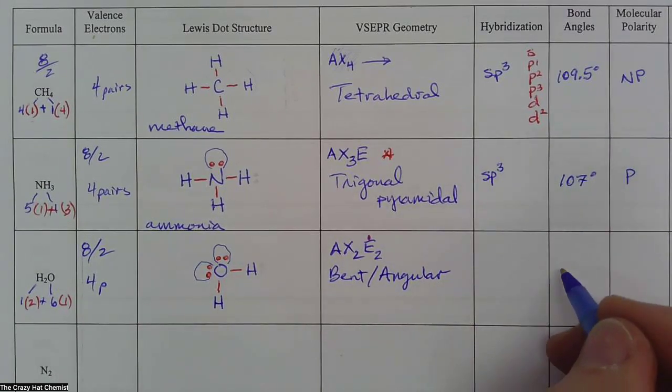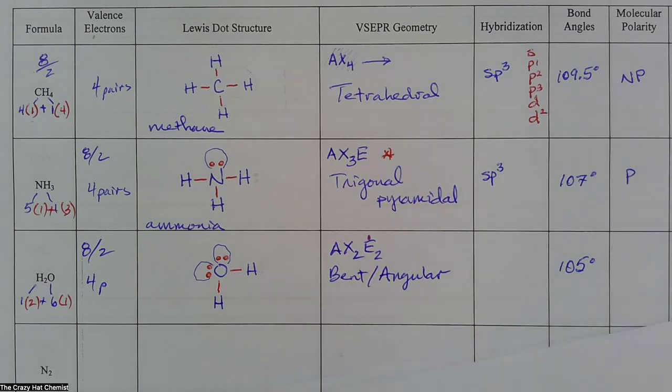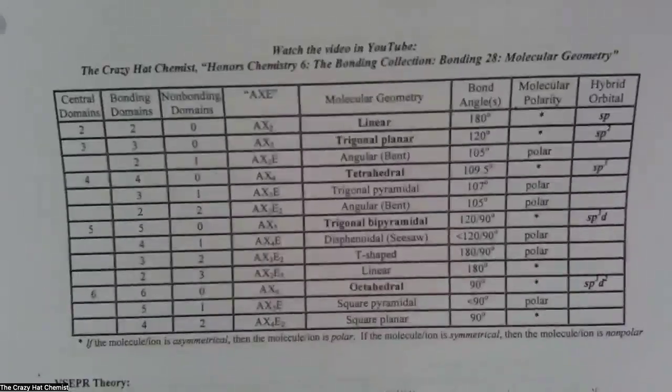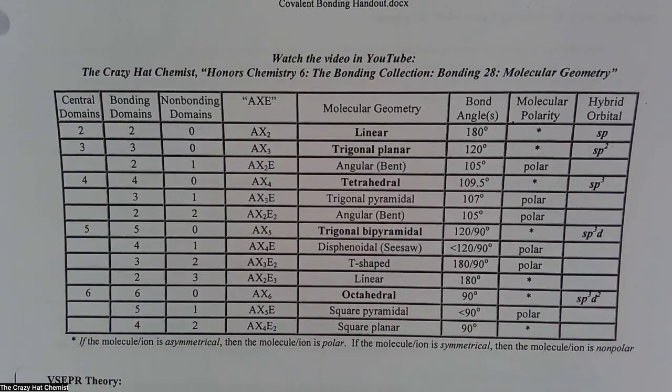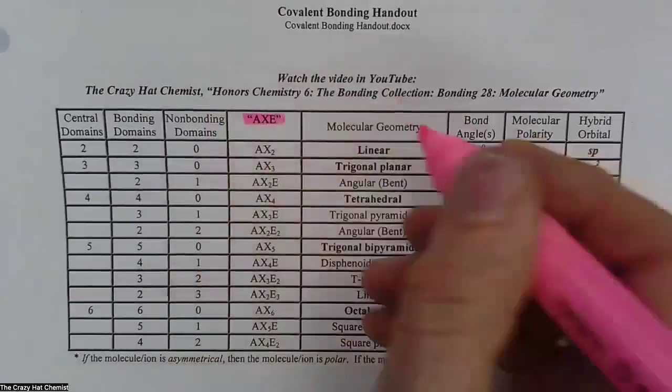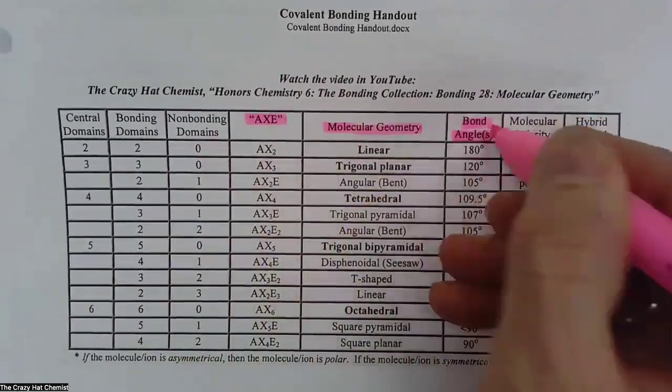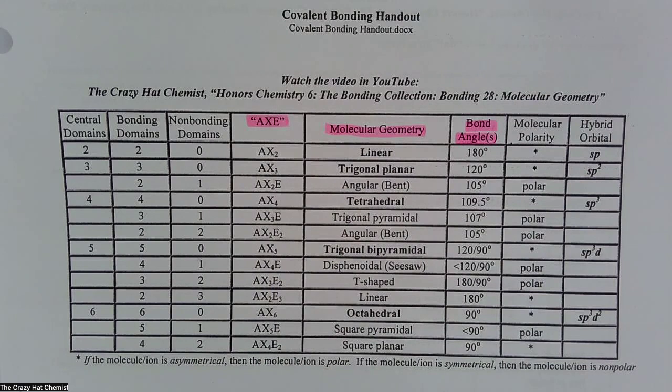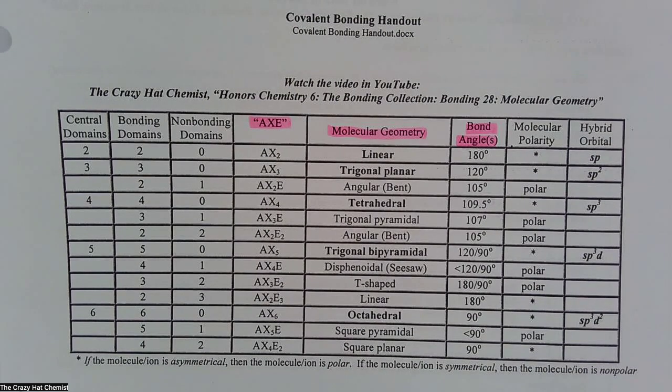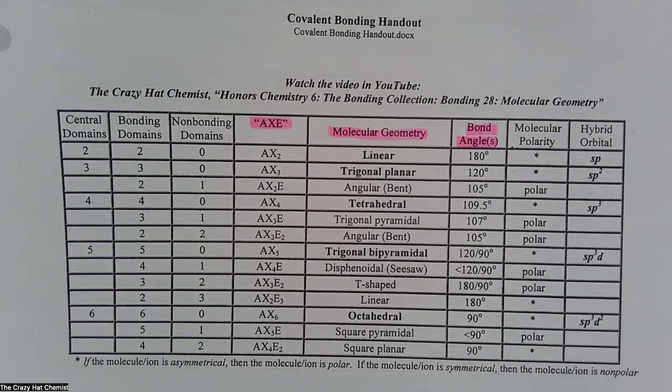Bent or angular has a bond angle of 105. Again, this is coming directly from my table. I highly recommend that you memorize certain sections of this table. What 3 columns would one memorize? You should memorize the X, the molecular geometry, and the bond angle. The polarity and the hybridization, you should be able to derive. And the columns on the left-hand side, the central domains, the bonding domains, and the non-bonding domains are things that you can derive, as well as the molecular polarity and the hybridization.